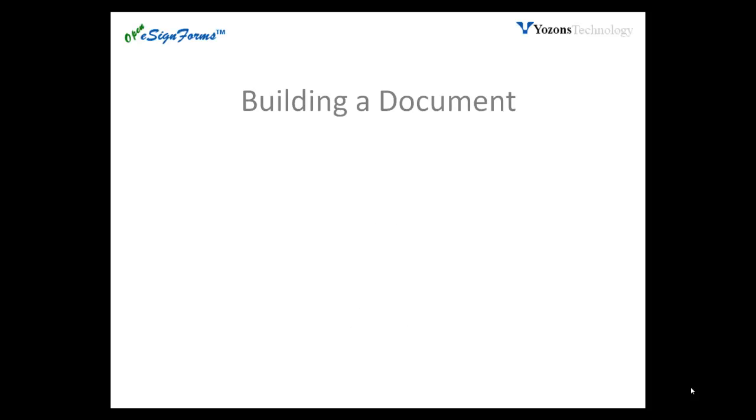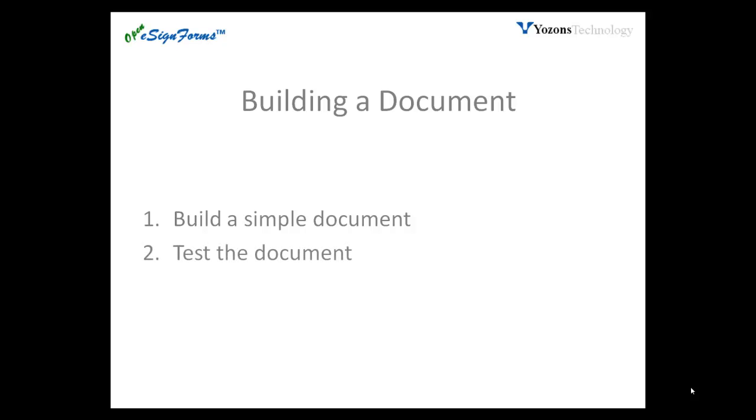In this video, we'll be building a document. We'll build a simple document, one with no fields, one party, so there's no routing. Once we get that working, we'll test it as a standalone document. Once it looks good, we'll define a package and place that document in the package.